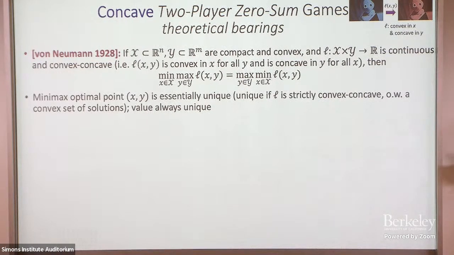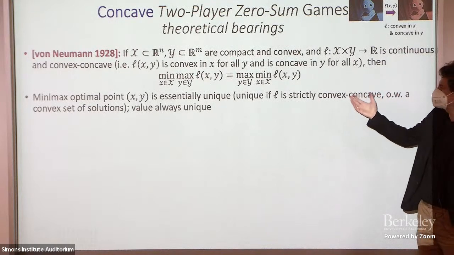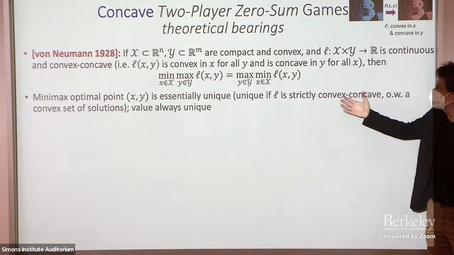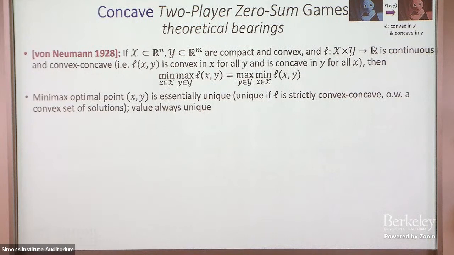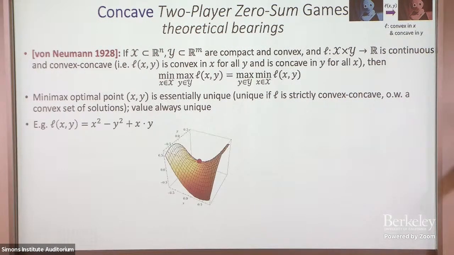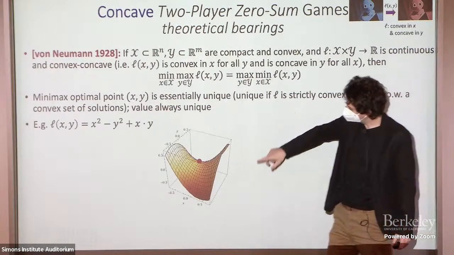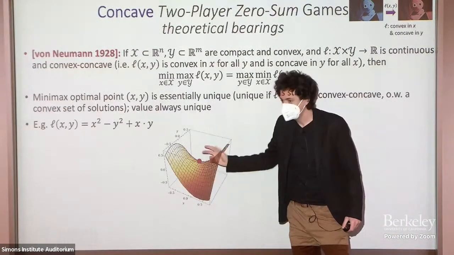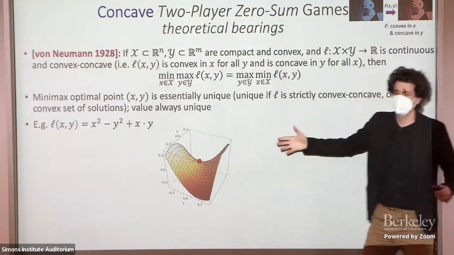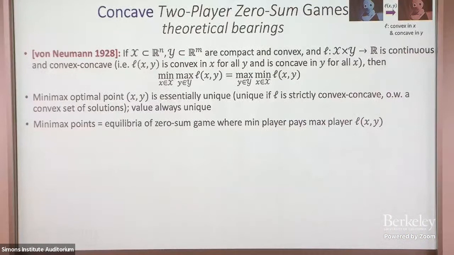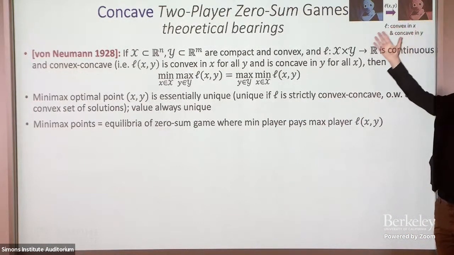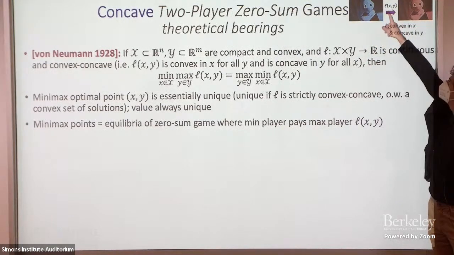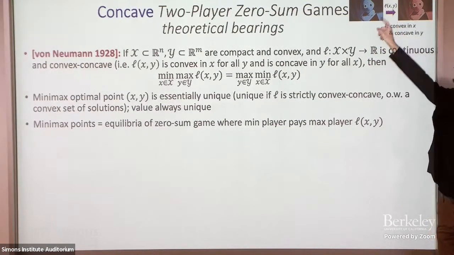The min-max optimal solutions are essentially unique, and they are unique if the function is strictly convex, strictly concave. And you've seen this picture. What you're trying to do is to find a saddle point, a global saddle point. These min-max points are equilibria of this game, where one player is paying the other L(x,y) dollars.